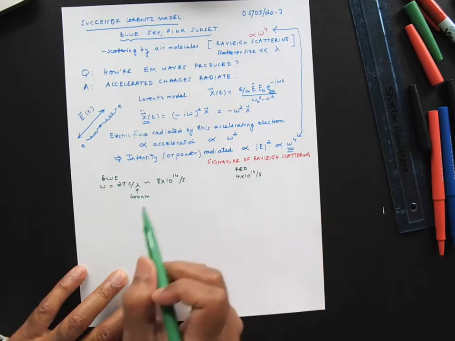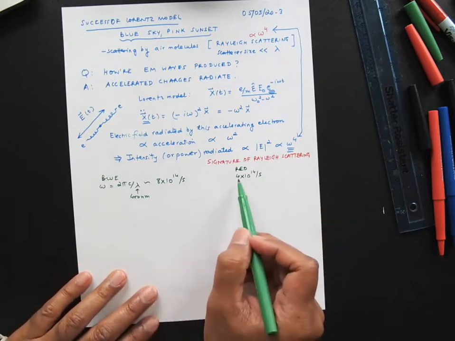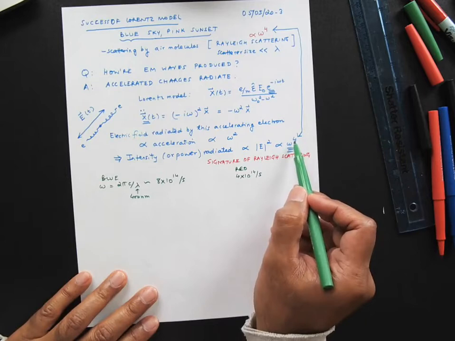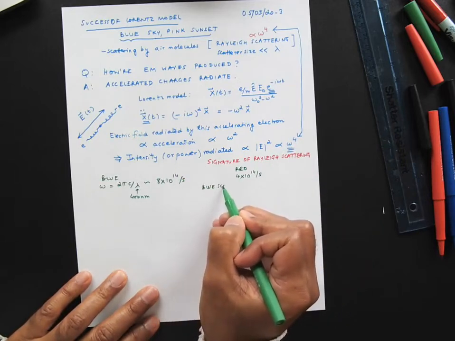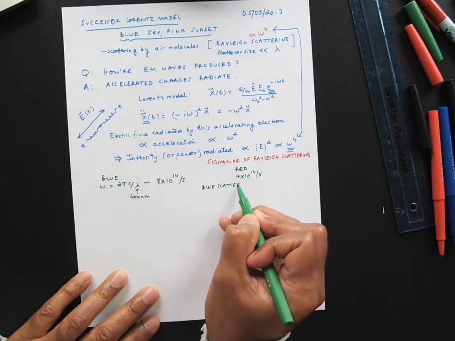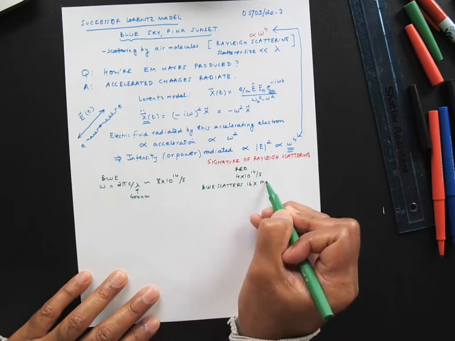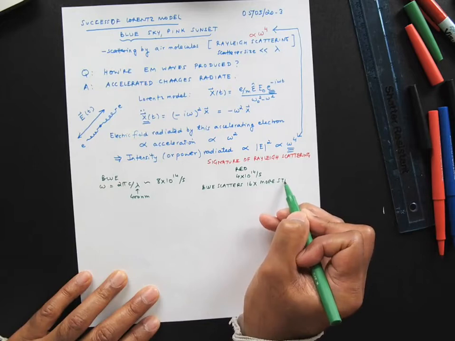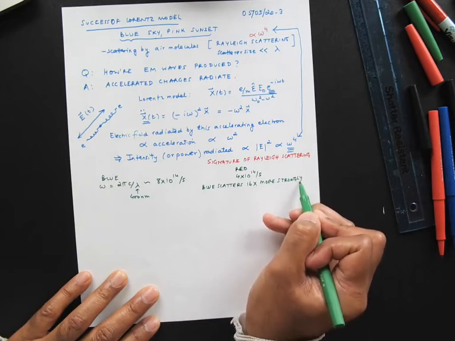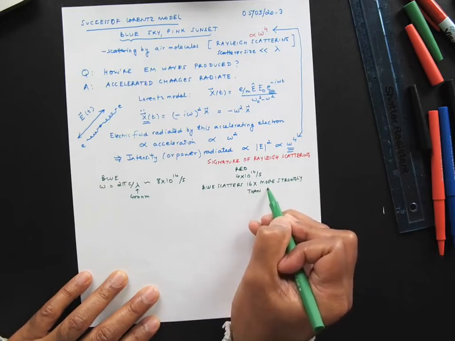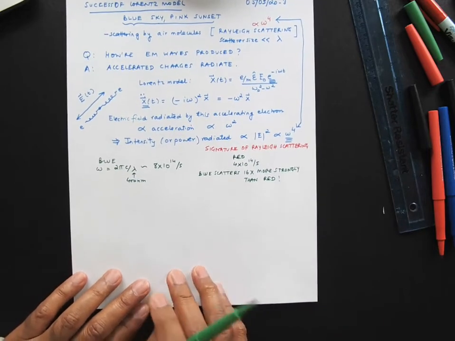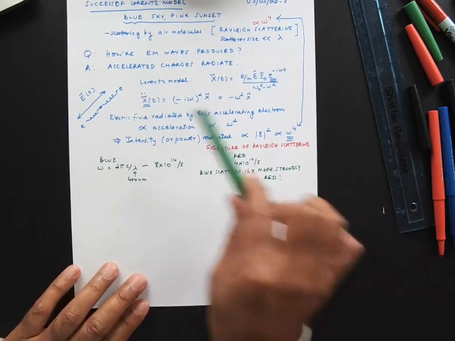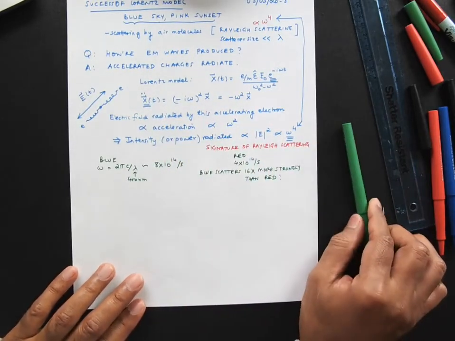So you can see that for blue, that's a factor of 2, but then to the fourth. So blue scatters a factor of 16 times more strongly. That's more than an order of magnitude more than red. So this is a success for the Lorentz model and Rayleigh scattering.